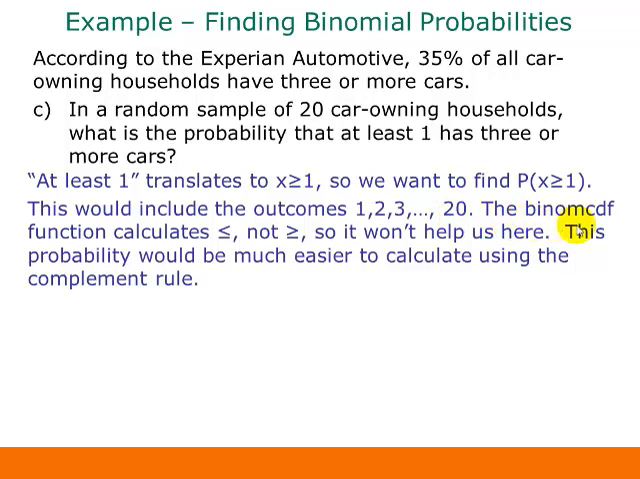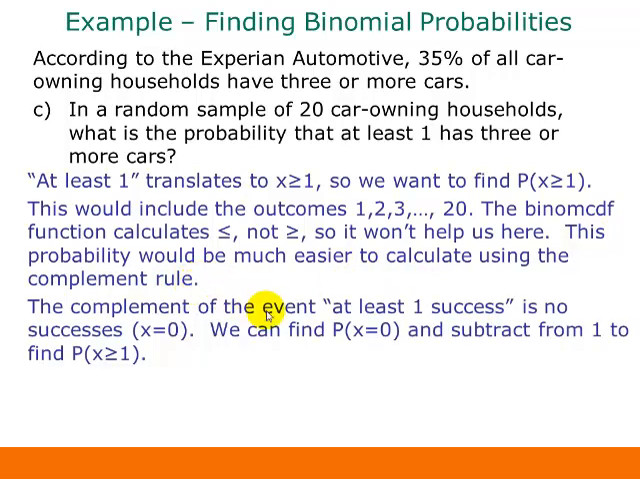Now the problem here is that our binomial CDF function that we just looked at calculates less than or equal to. It does not calculate greater than or equal to. So that one isn't going to help us here. And we certainly don't want to put in one function for each of these 20 numbers and then add all those results together. That's way too much work. So a shortcut to do this would be to use the complement rule.